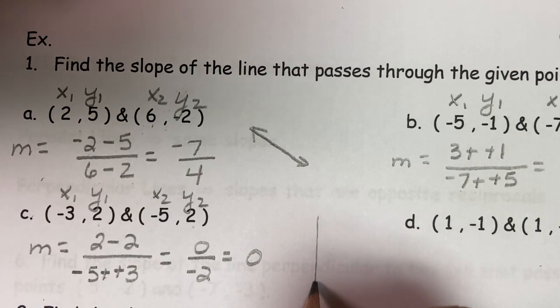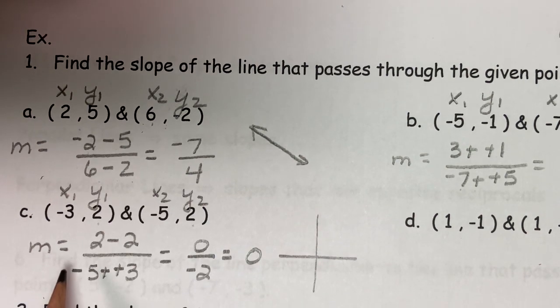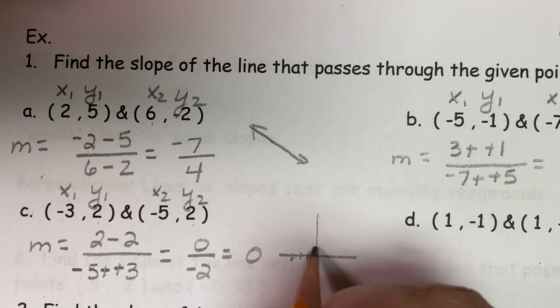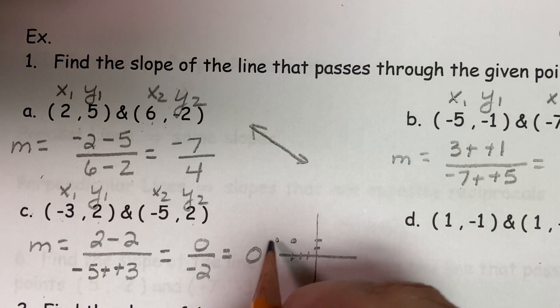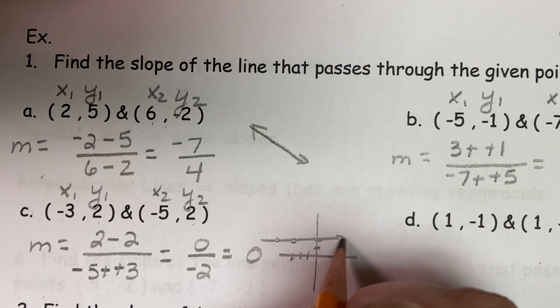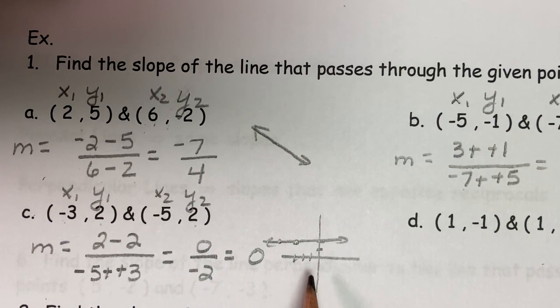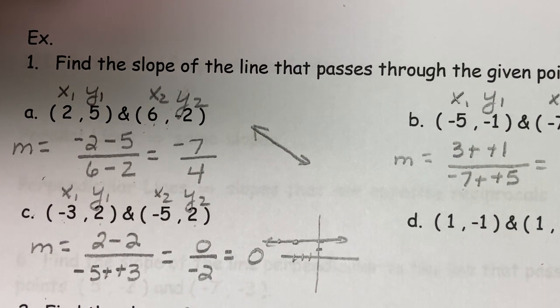Now, if you think about it, if I were to graph these 2 points, I'm just going to sketch a graph. -3, 2 would be up there, and -5, 2 would be right there. It would be a horizontal line. So what you should now realize is that the slope of any horizontal line is going to be 0.